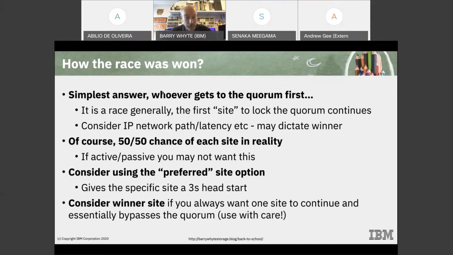And then if you don't have the ability to have a quorum at all, but you always want one site to carry on, particularly in a split brain scenario, we have this concept of a winner site. So you can say, this site wins, it doesn't matter, it will always win. Be careful with that. If you do have genuine failures, then maybe you have to actually bring up the other site manually yourself.